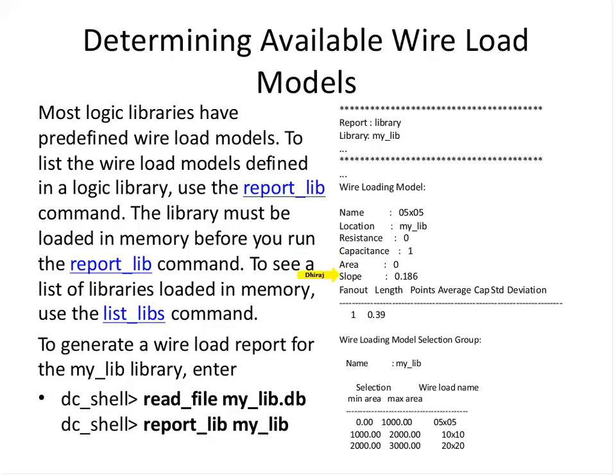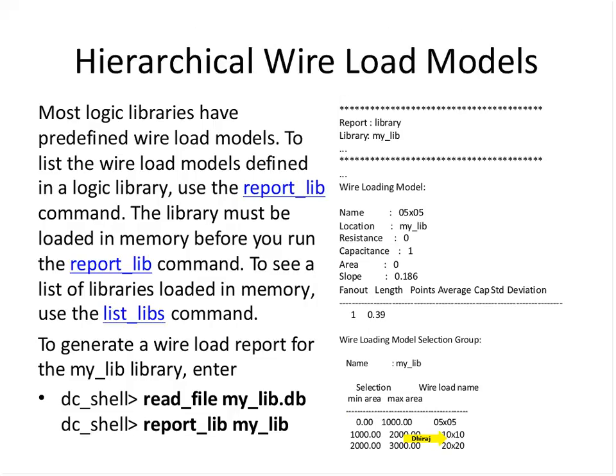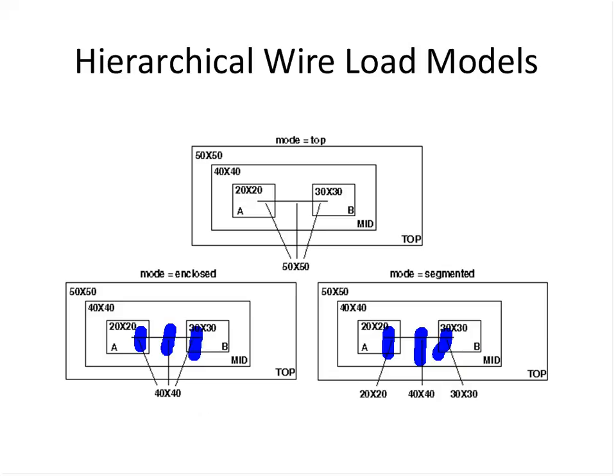It tells for what fan out, what is the length. Also, it gives automatic selection of wire load model based on area. This is one nice feature in the wire load model where you could specify the max area and tell the tool that for a block which is up to this area, use this wire load model. Between this and this, use this wire load model. So there will be different wire load models here, and the tool can choose based on the area. For hierarchical design, what wire load model it will apply depends on the mode, which is either top, enclosed, or segmented.